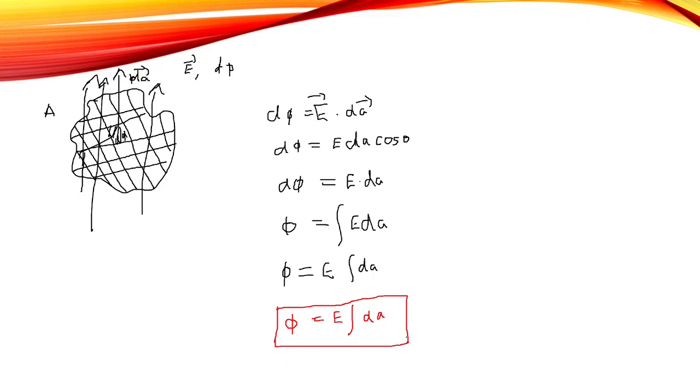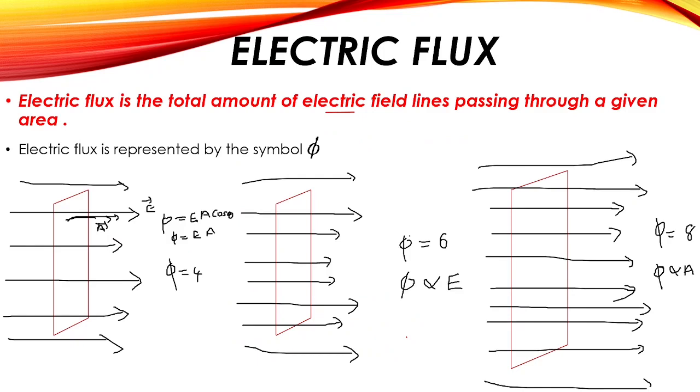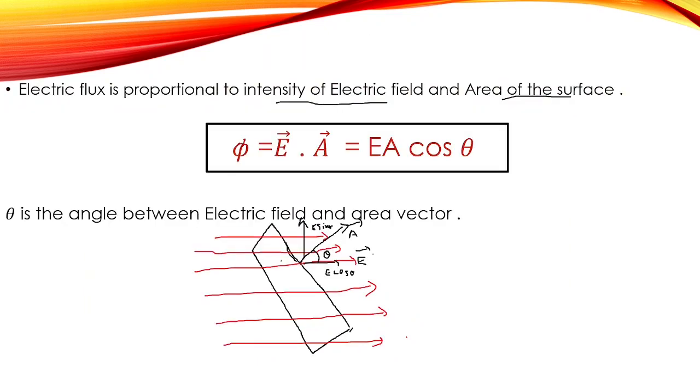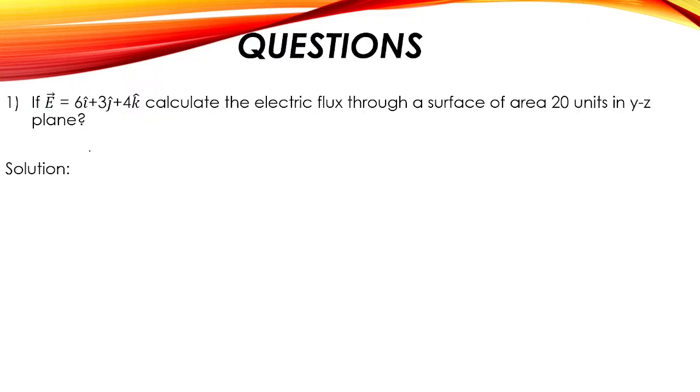Okay, so these are the concepts related to electric flux. We have studied what the area vector is, what electric flux is, how to find electric flux passing through a body, and how to find it if that body is in an arbitrary shape. Now we are going to do some problems related to electric flux to make this concept more clear for you. So our first question is, if E is equal to 6i cap plus 3j cap plus 4k cap, calculate the electric flux through a surface of area 20 units in the YZ plane.